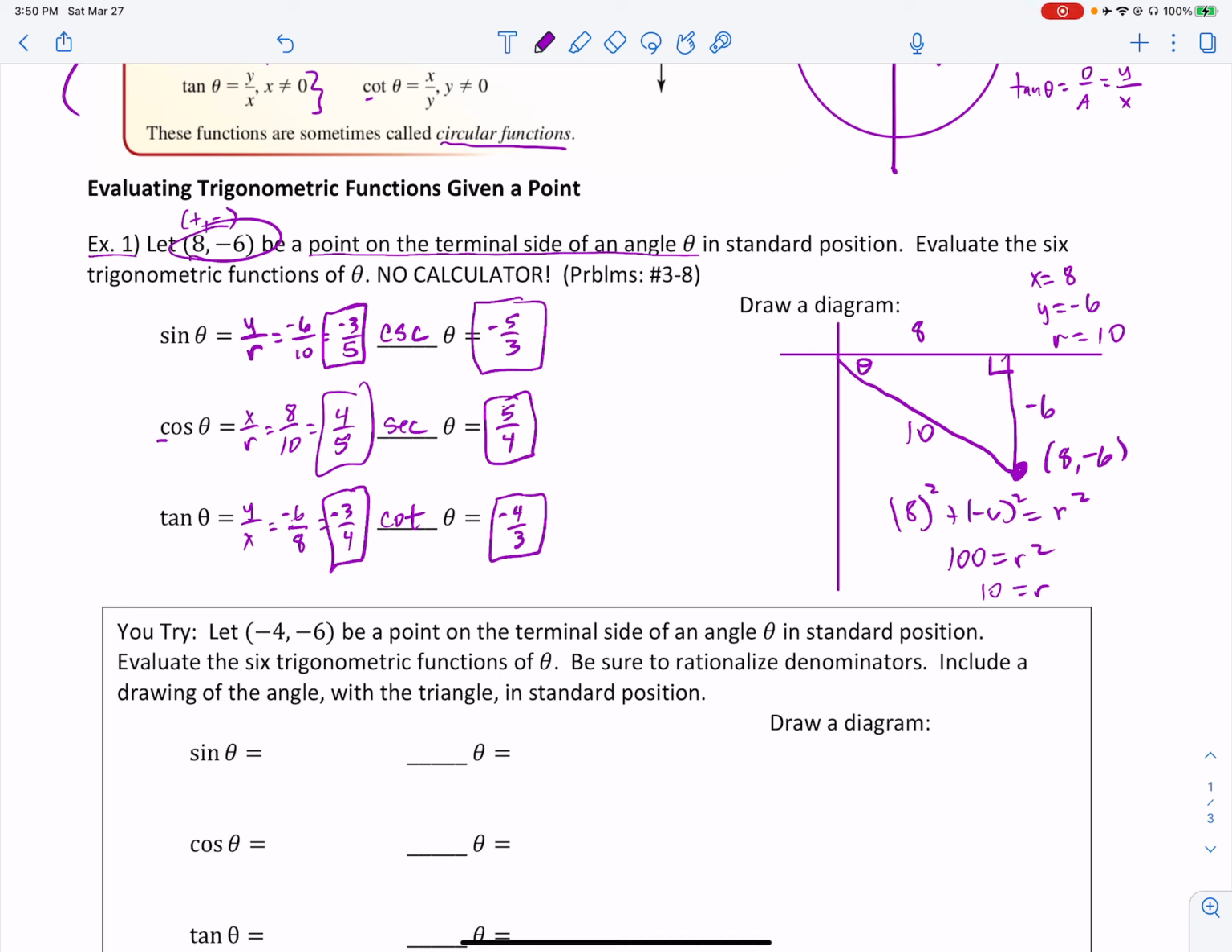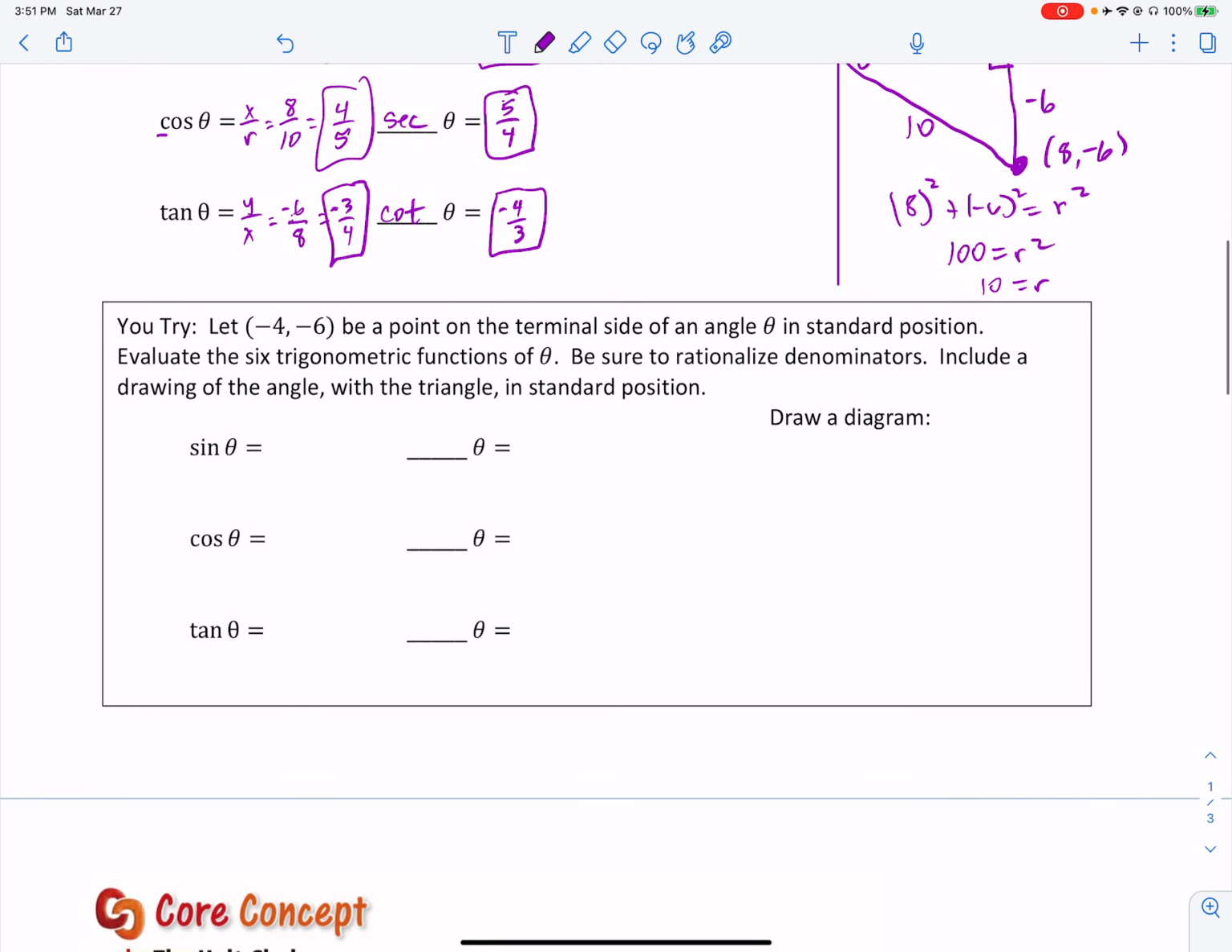So I suggest you pause and you try the next one. Make sure that you rationalize the denominator. Let's see how you did.